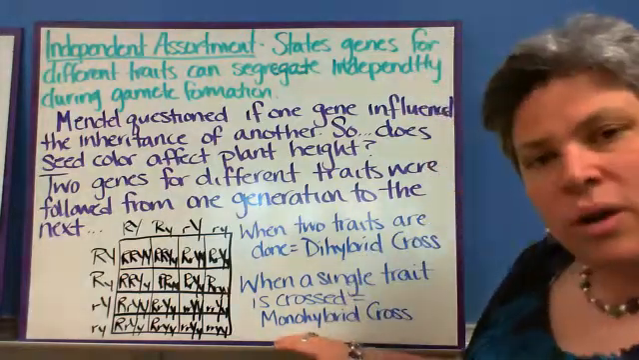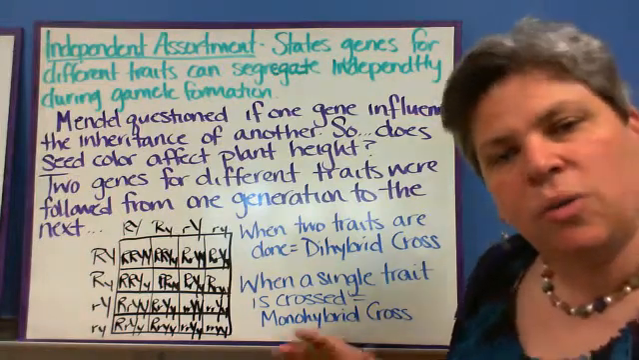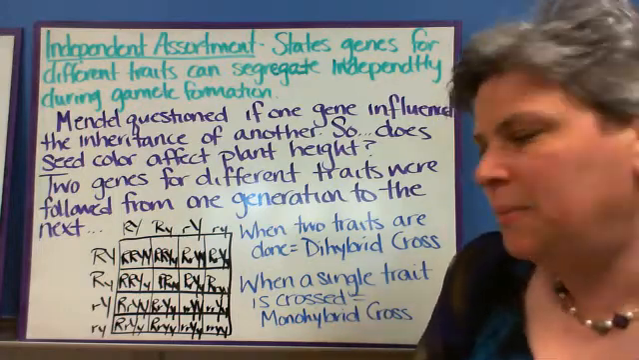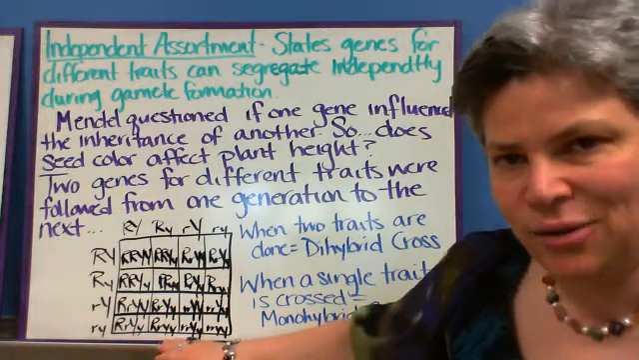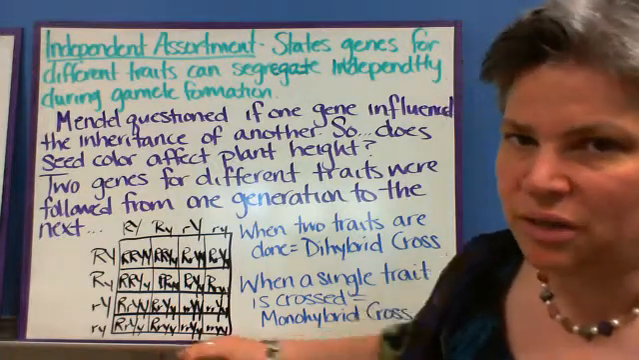Because again, what does mono mean? Mono means only one. So when you do it with one trait, it's monohybrid. When you do it with two traits, it's dihybrid. I wouldn't panic. You're not going to have to do a dihybrid cross. Just the monohybrid crosses is all you're going to need to know.